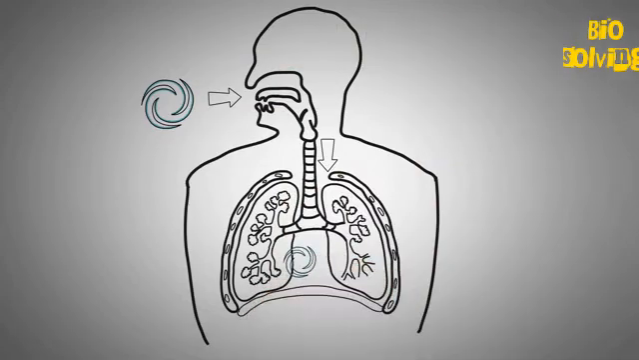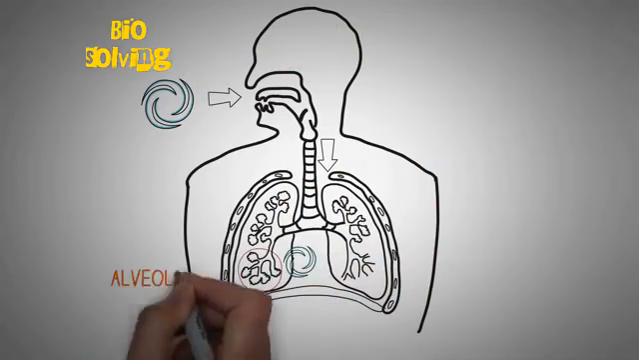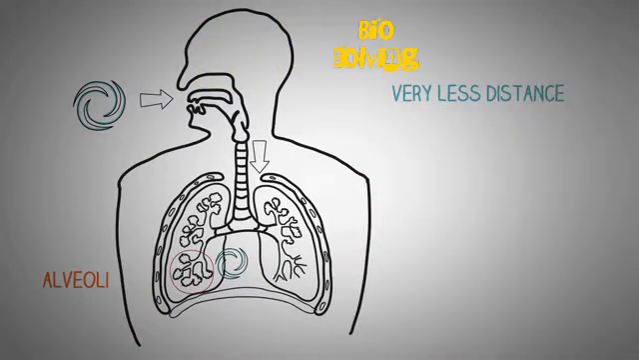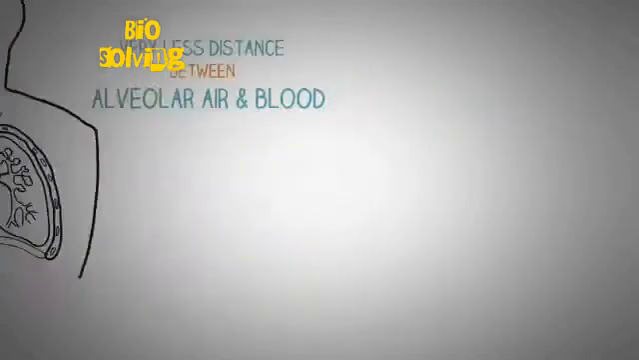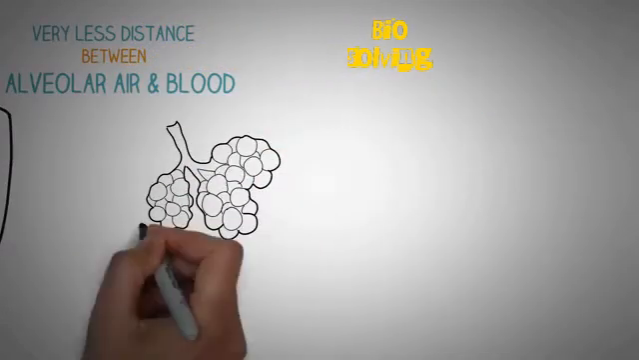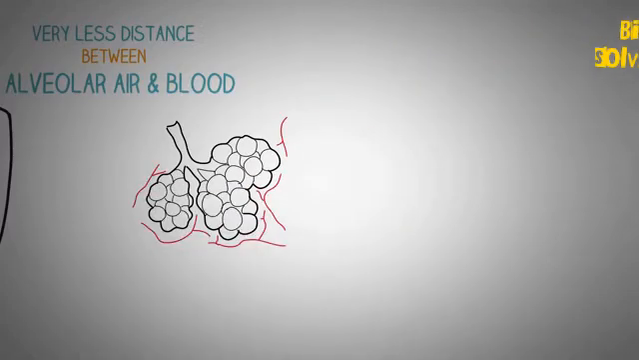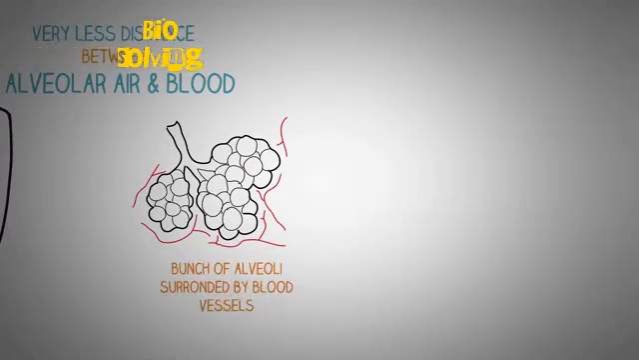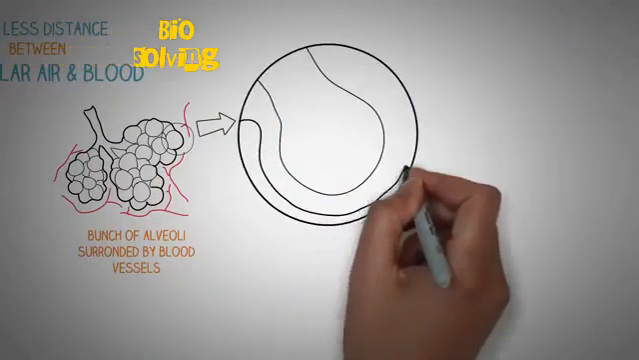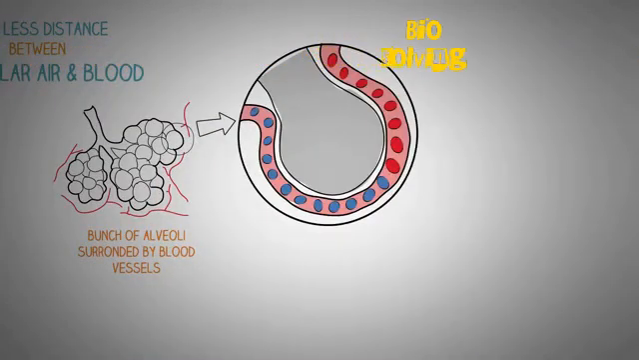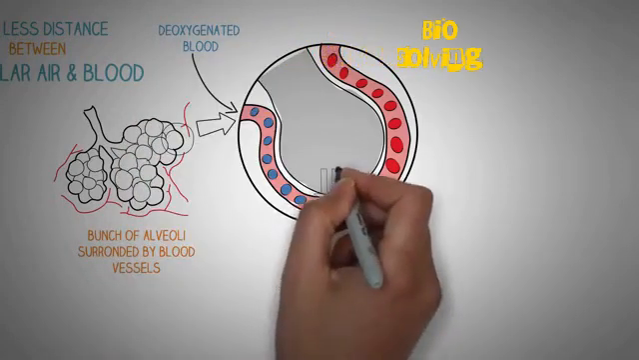So the air that we inhale passes through our respiratory tract deep into our body into a bunch of structures called alveoli. This is important to create a very small distance between the alveolar air and the blood. Now to understand this, take a closer look at this section of alveoli which are attached to the end of a respiratory bronchiole. You can see that a bunch of alveoli are surrounded closely by blood vessels. If we take a single alveolus out of this bunch and magnify it under a microscope, we can see that the alveolus is completely surrounded by a single capillary, but in reality they are surrounded by multiple capillaries to have very close contact with the blood.